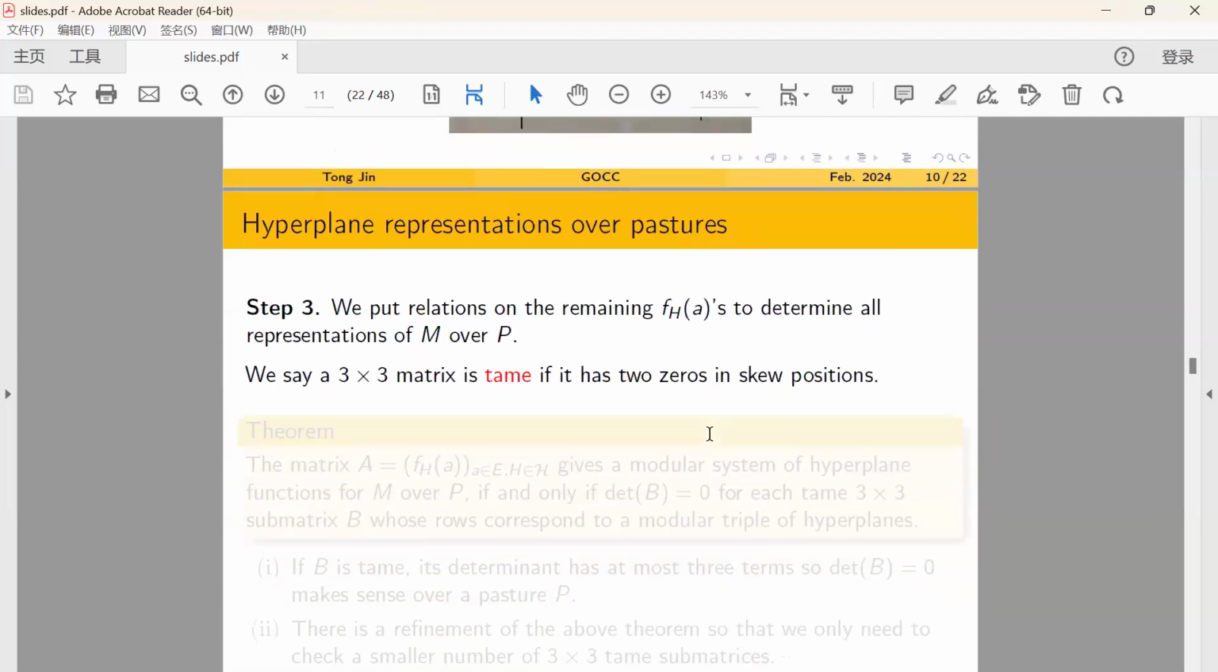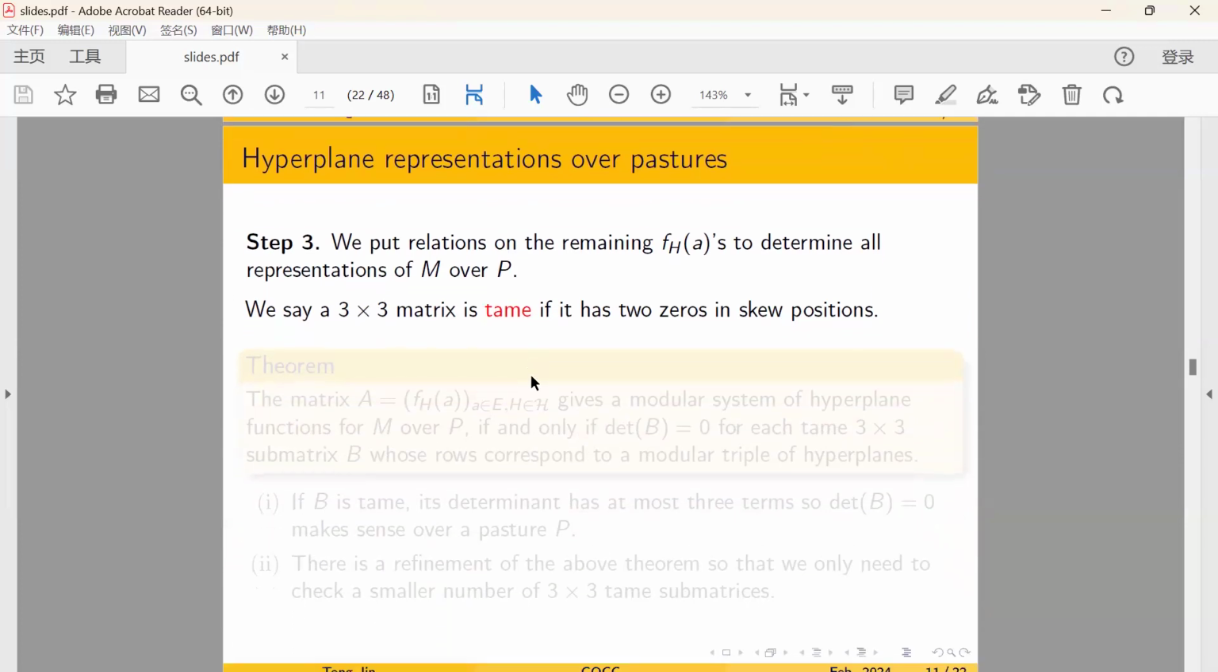Now, how do we do that? Well, we just put relations on the remaining values, and that will suffice to determine all the representations of the matroid M over an arbitrary pasture P. So before that, let me fix some terminologies.